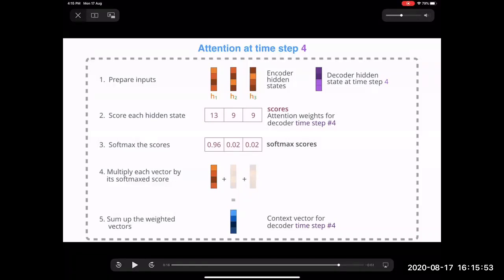Now this context vector, along with this purple thing, the decoder hidden state at time step 4, both of these things are concatenated and being used for prediction. Then we will see how it's been done. Now Ashima, you can ask.